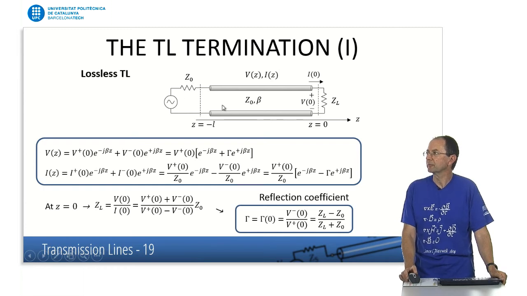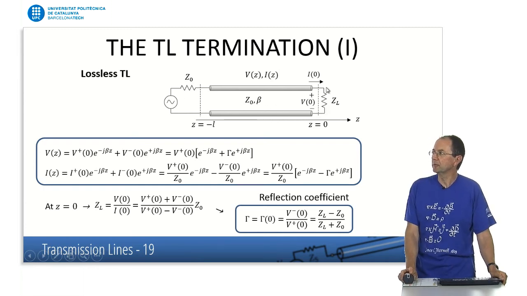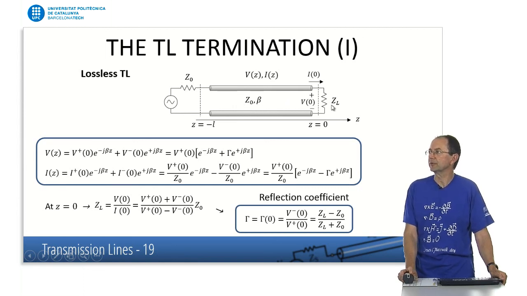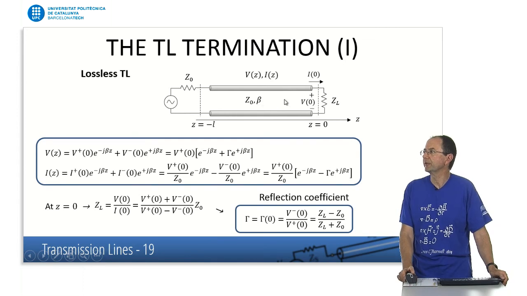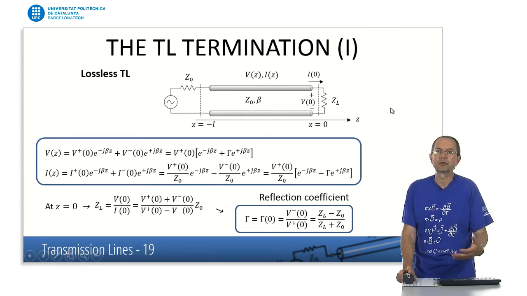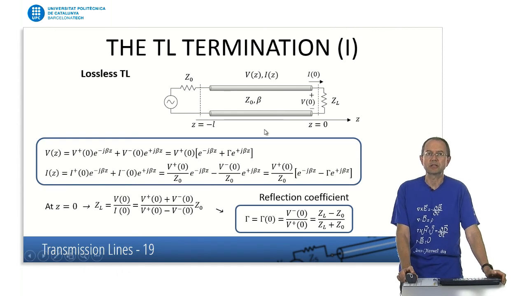And when this signal propagates along the line and reaches the end, if at the end we have the same impedance as the characteristic impedance of the line, everything is going to be transferred to the load. There's no reflection, and it's exactly like having an infinite line, so there's no return, and the transfer of power is maximized in this case.